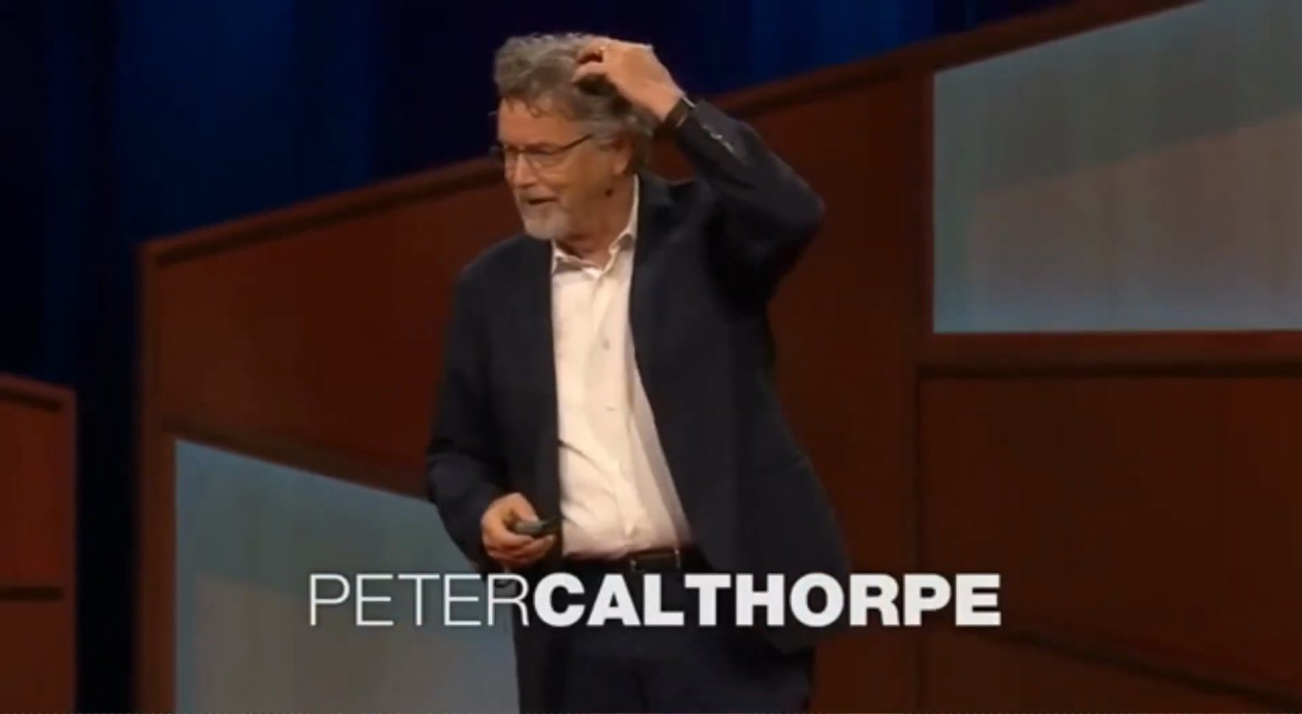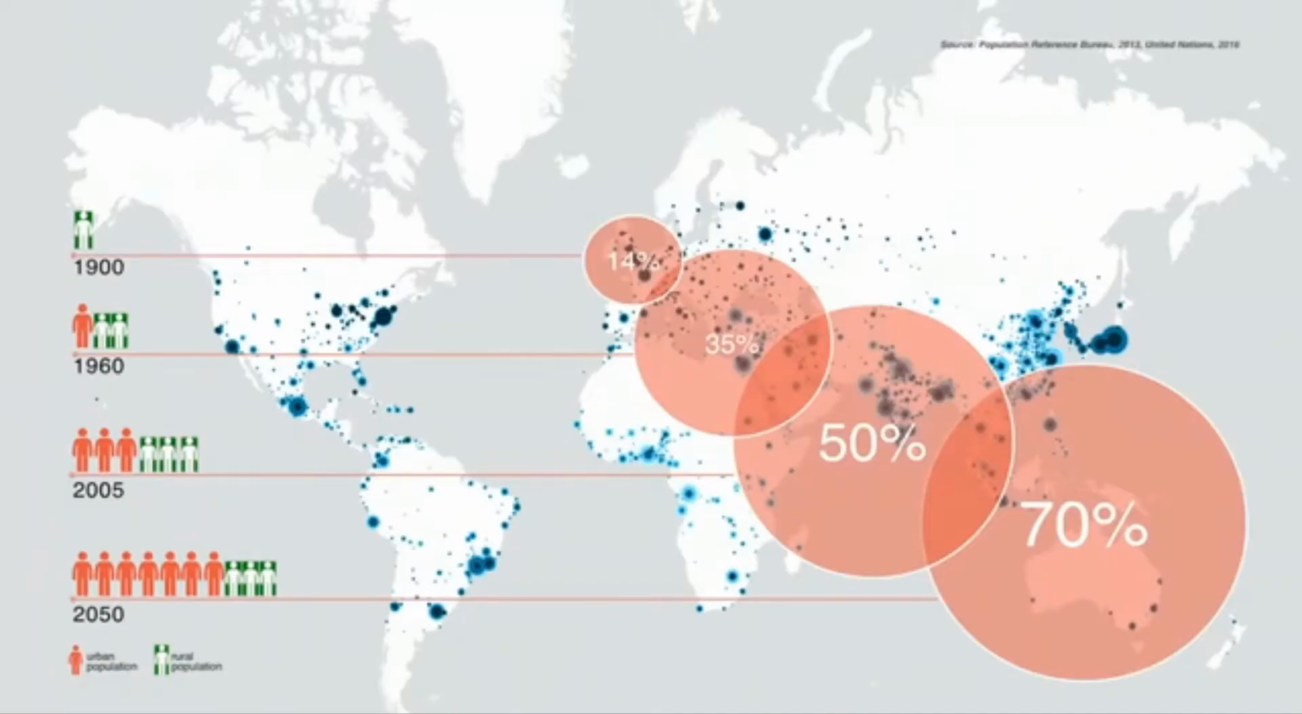So let me add to the complexity of the situation we find ourselves in. At the same time that we're solving for climate change, we're going to be building cities for 3 billion people. That's a doubling of the urban environment.